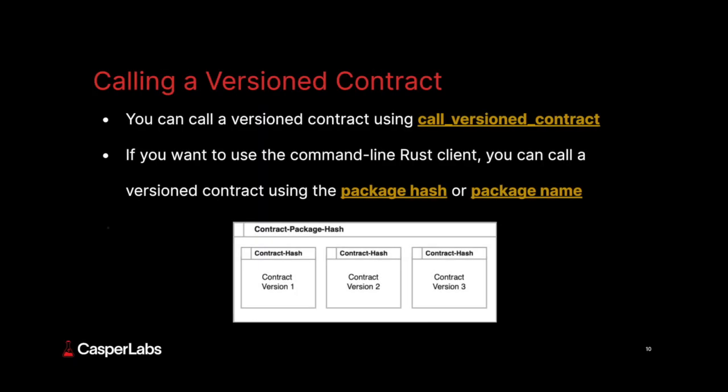You can call a version contract using Rust code, using the call version contract API function. If you want to use the command line Rust client, you can call a version contract using the Casper client and specify the package hash or the package name, as well as the contract version. If you don't specify a version, the latest version will be invoked by default.